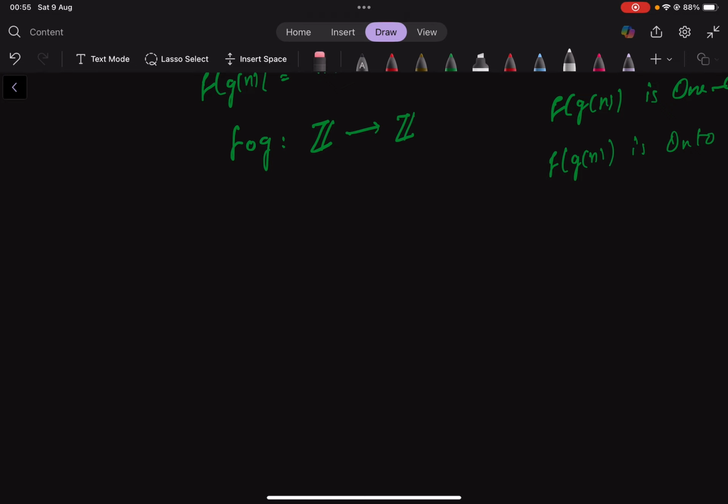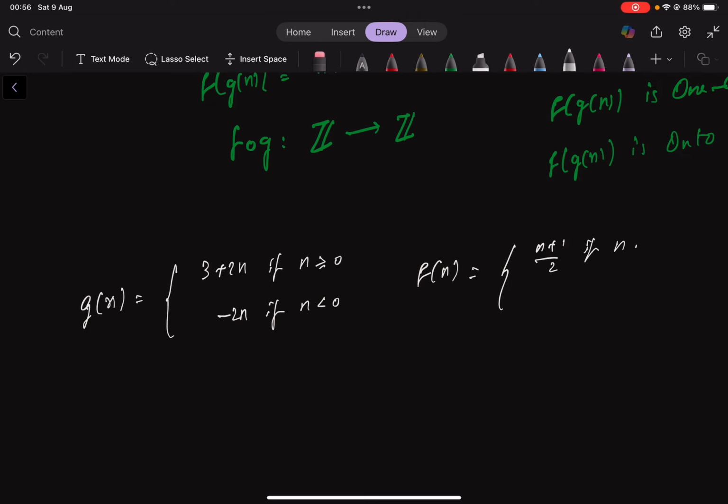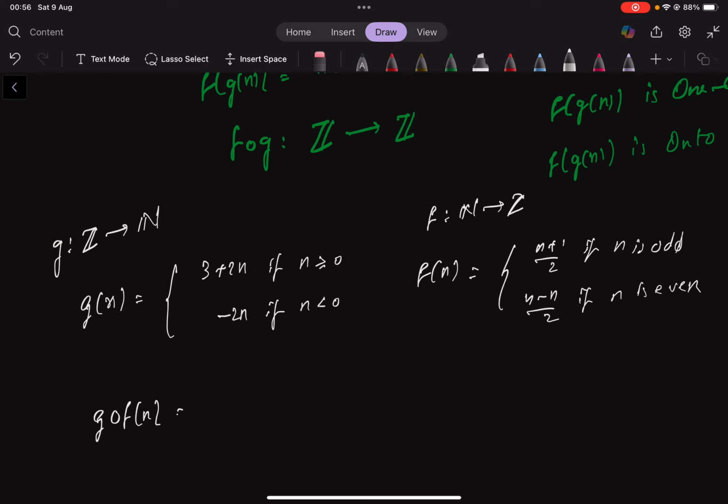So g of n is 3 plus 2n if n is greater than or equal to 0, and minus 2n if n is less than 0. And f of n is (n plus 1) by 2 if n is odd, and (4 minus n) by 2 if n is even. And g is from integers to natural numbers, and f is from natural numbers to integers.